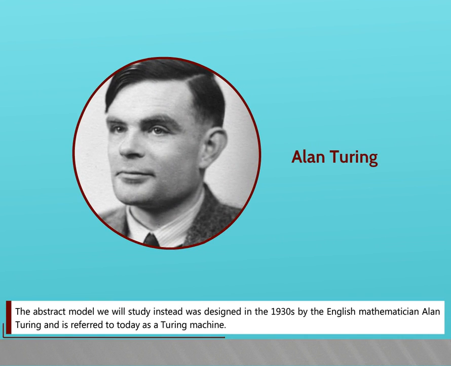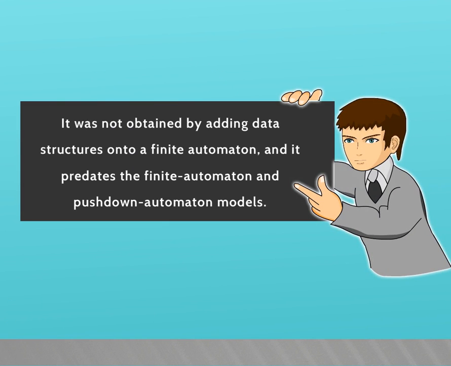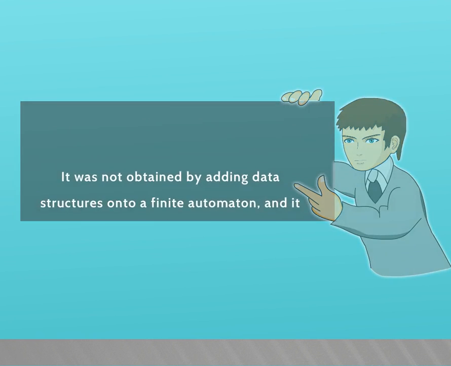The abstract model we will study instead was designed in the 1930s by the English mathematician Alan Turing and is referred to today as Turing machine. It was not obtained by adding a data structure onto a finite automaton, and it predates the finite automaton and push-down automaton models.